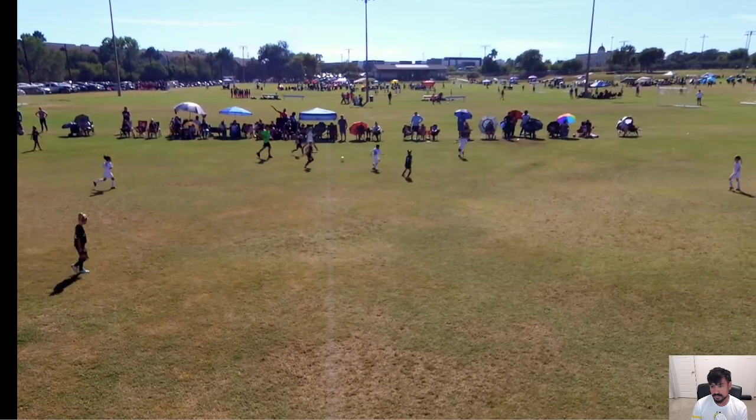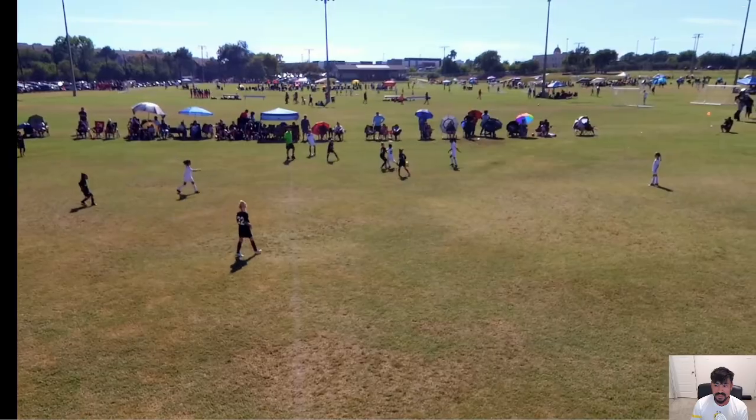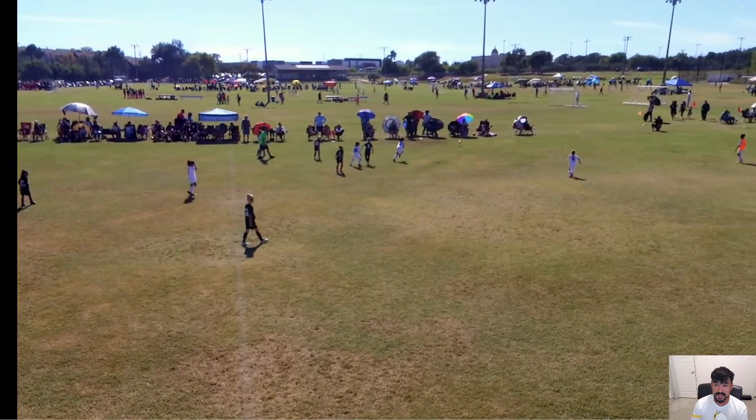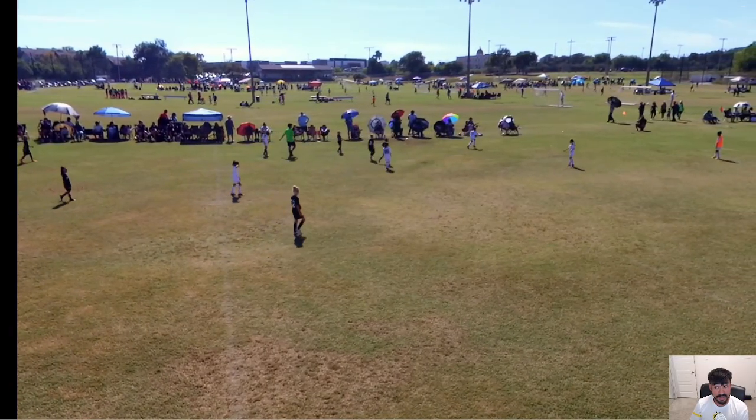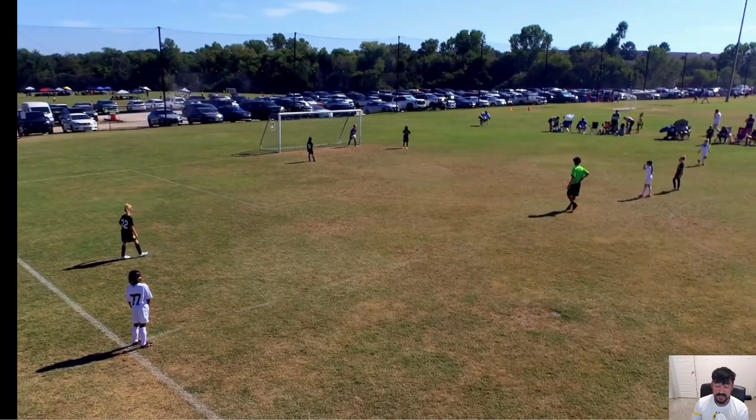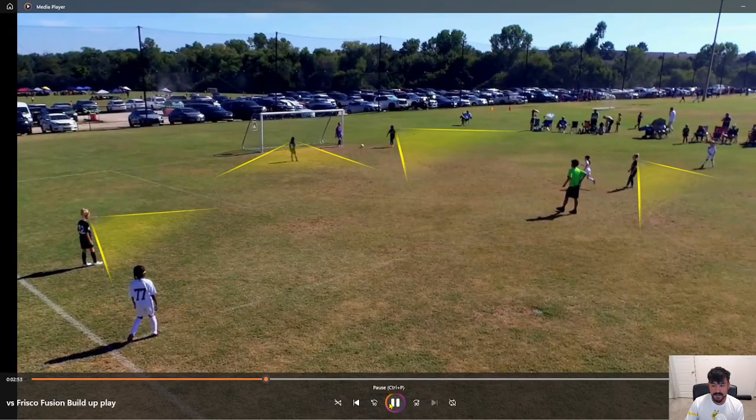Here we go. Tries to give it to the 9 man, I believe, but it's just good hustle play. Still not building all the way totally to the front, but this is why we're working on it. So here's the next one.